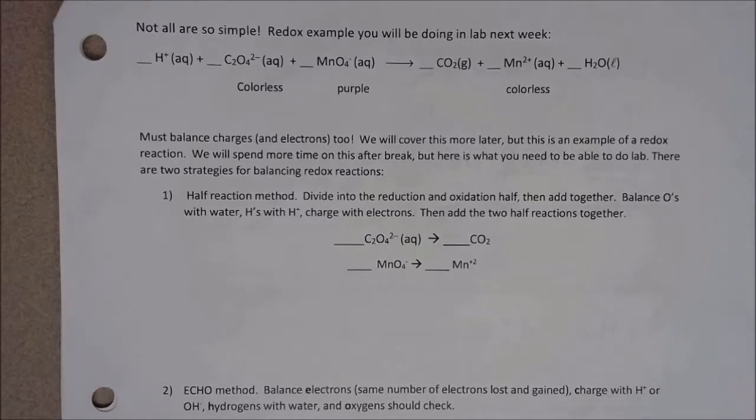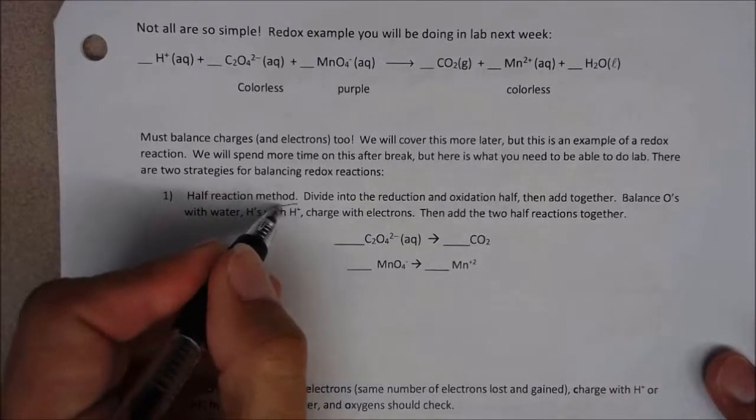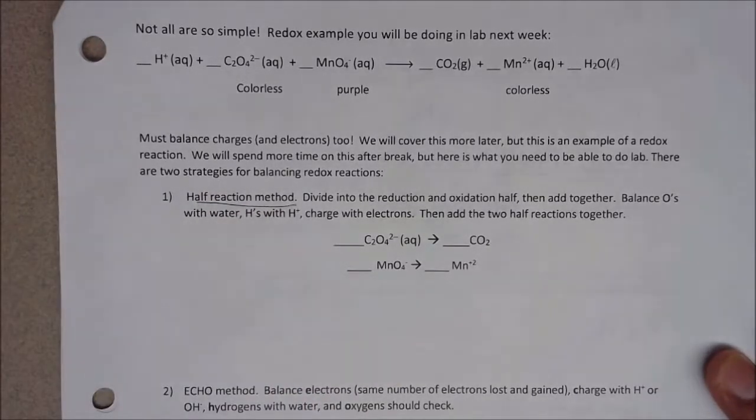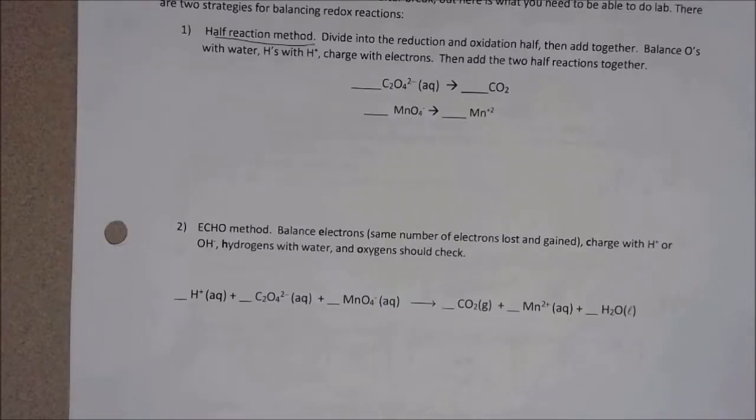There are two ways to approach these problems. You may have seen the half reaction method in high school. If you're comfortable with the half reaction method and remember how to do it, feel free to balance the equation that way. Today I'm going to show you a different way of balancing redox reactions called the ECHO method. E is for electrons, C for charge, H for hydrogens, O for oxygens.